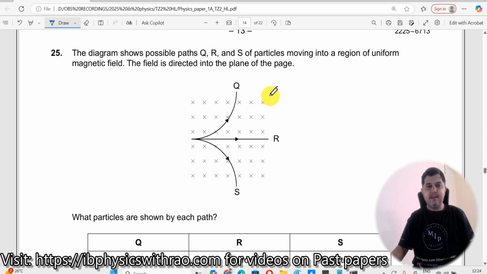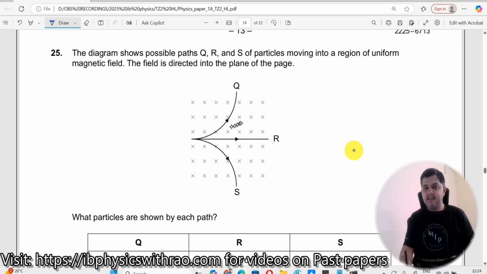Question number 25. The diagram shows possible paths PQ, PR, and PS of particles moving into a region of uniform magnetic field. The field is directed into the plane of the paper. There are three particles. Which particle is which? That's what you need to know. So how do we know?